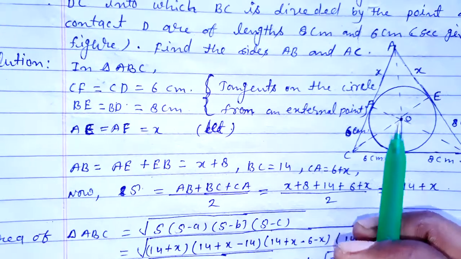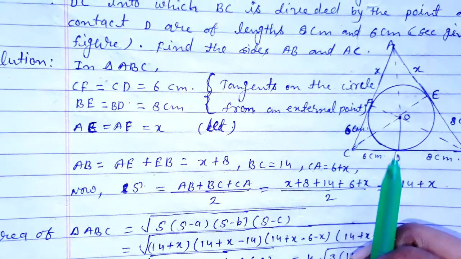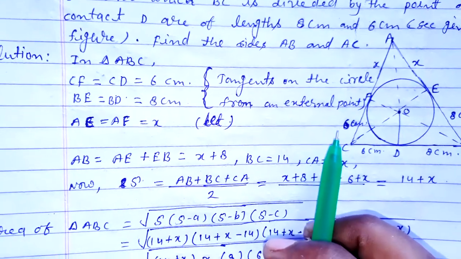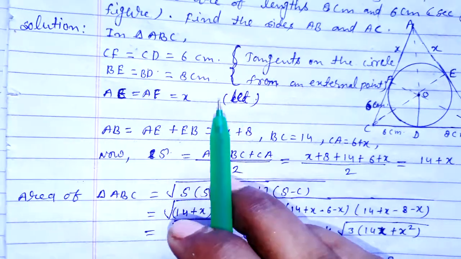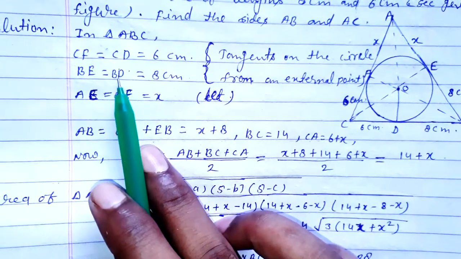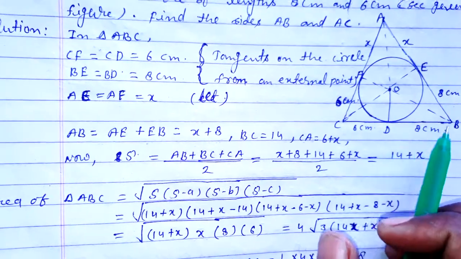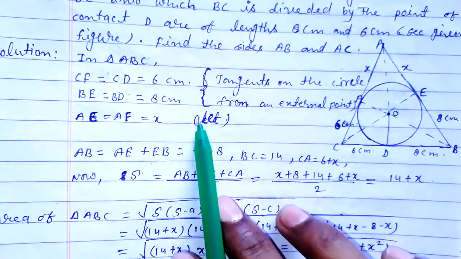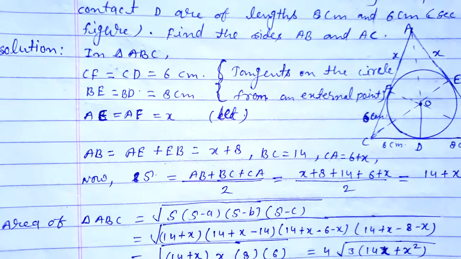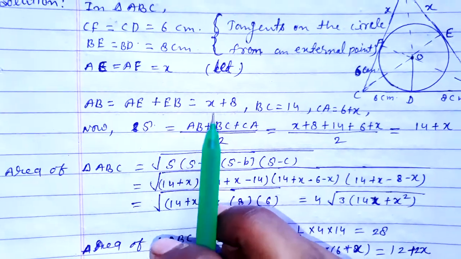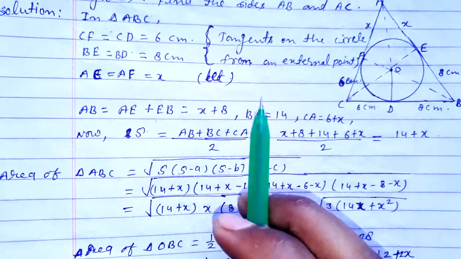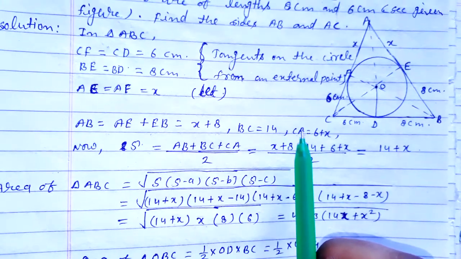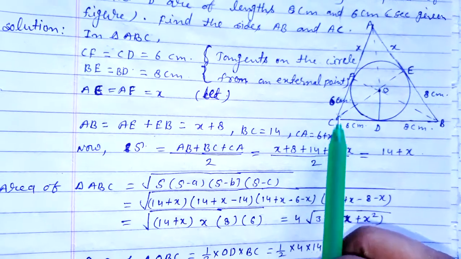CF is equal to CD. This is F. So CF is equal to CD, because the tangents on the circle from an external point are equal. So BE equals BD, 8 cm, and AF and AE are equal. Let this be x. So AB is AE plus BE, so x plus 8, and BC is 14, this is 6 plus 8, and AC is x plus 6.